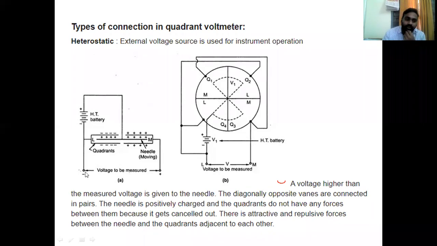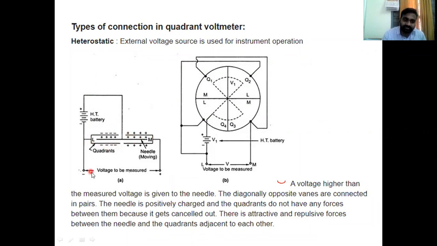See here, the voltage to be measured is applied here. This is the voltage which we are going to measure. Next, the voltage to be measured is fed to the fixed plates. This is a fixed plate, this is a fixed plate, this is a fixed plate, and this is a fixed plate.